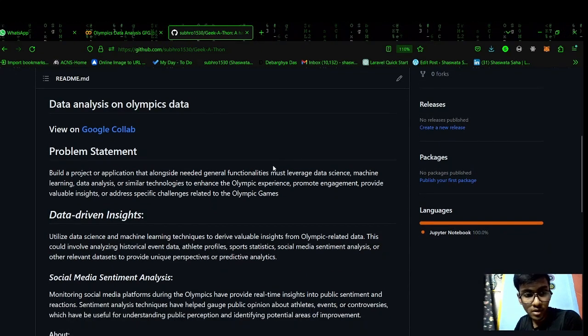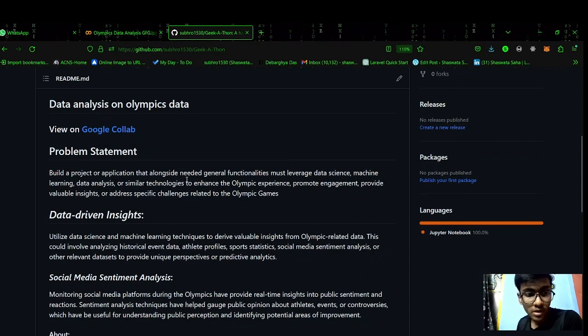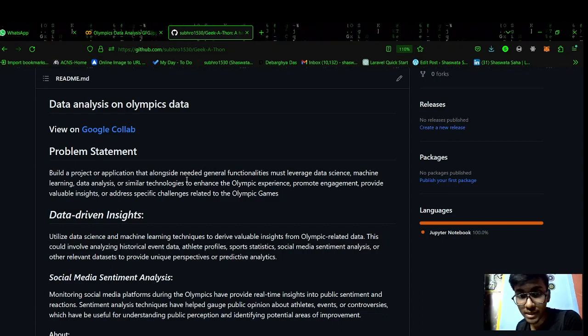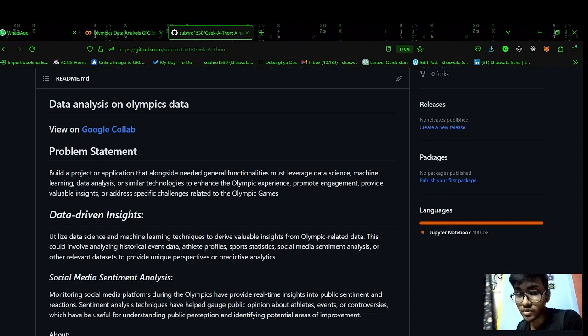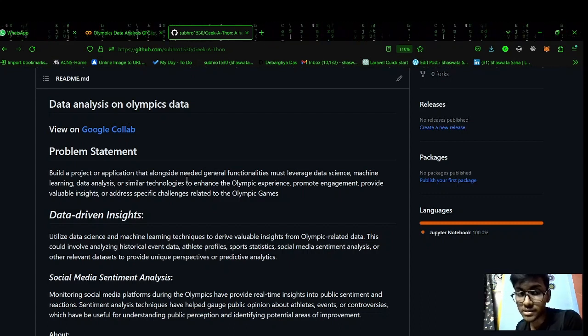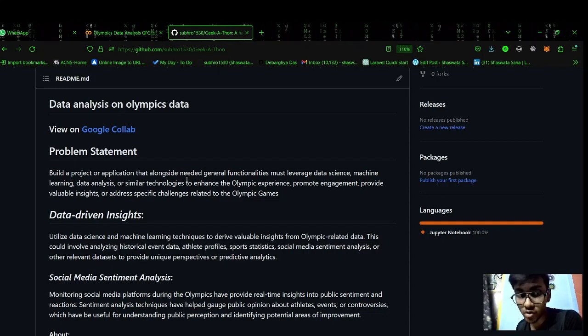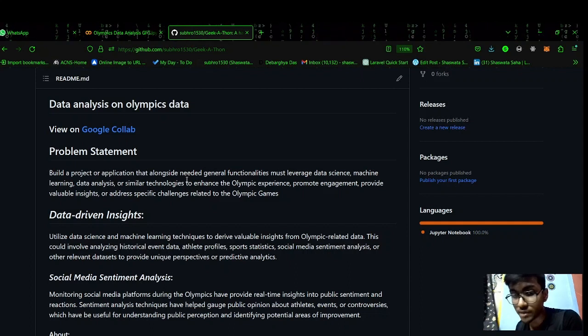project. The problem statement we were given was to build a project or application that, alongside the needed general functionalities, must leverage data science, machine learning, data analytics or similar technologies to enhance the Olympics experience, promote engagement, provide valuable insights or address specific challenges related to the Olympic Games.